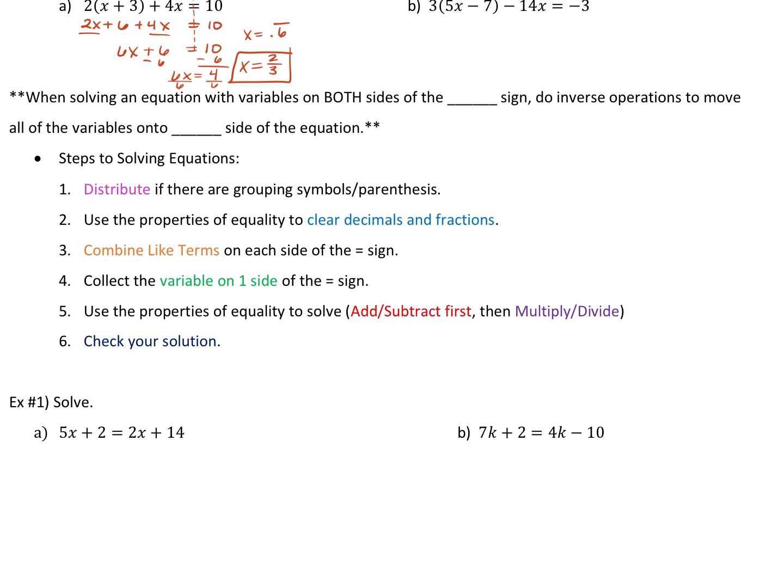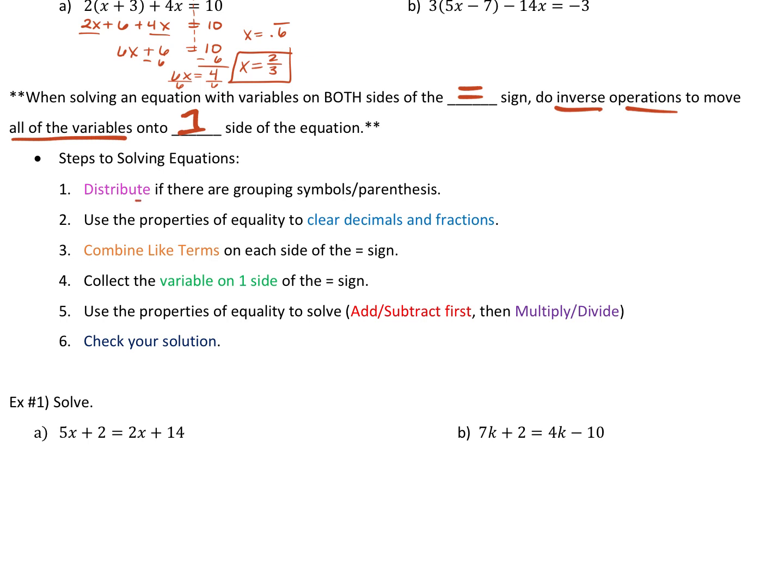Okay, it says when solving an equation with variables on both sides of the equal sign, you do inverse operations to move all of the variables onto one side of your equation. Okay, so it's similar to stuff we've done before, but before it hasn't had variables attached to it, but it'll be the same process, still inverse operations that you're working with. So here are the 6 steps.